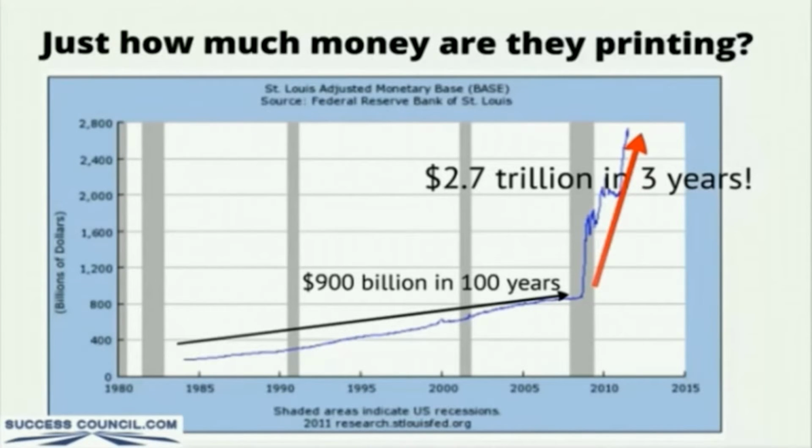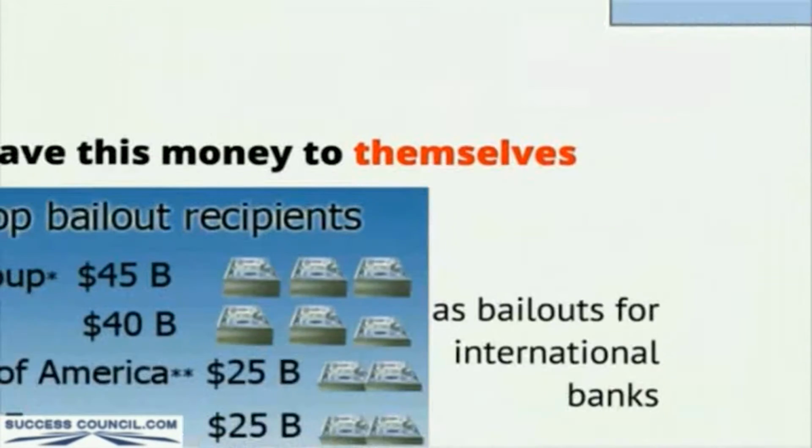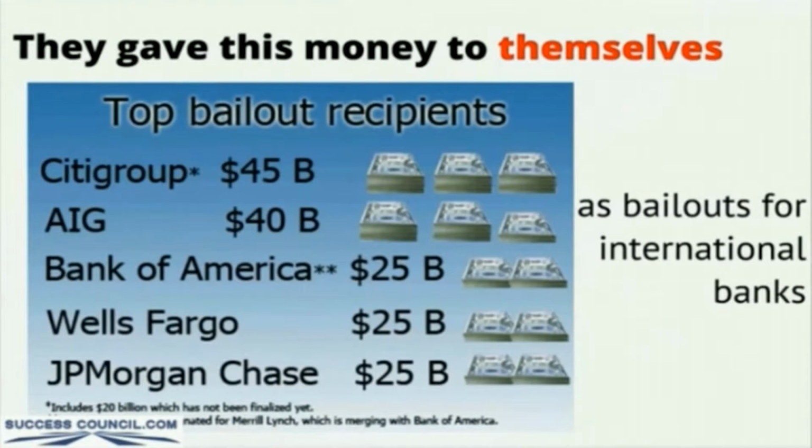Even more offensive than that, they gave this money to themselves as bailouts for the big international banks, not the little banks that are their competition, just the big banks, the ones that are owned by the same people who control the Fed. You know, the ones they tell us are too big to fail.